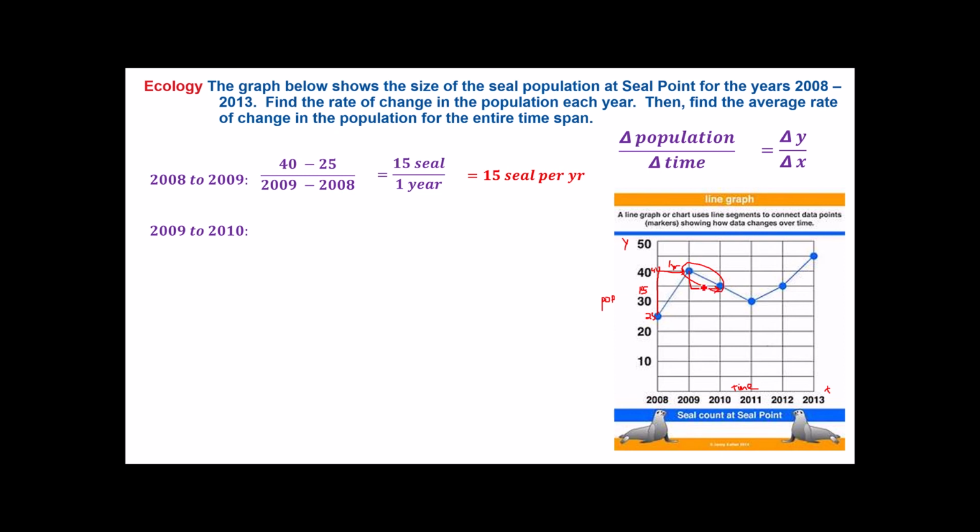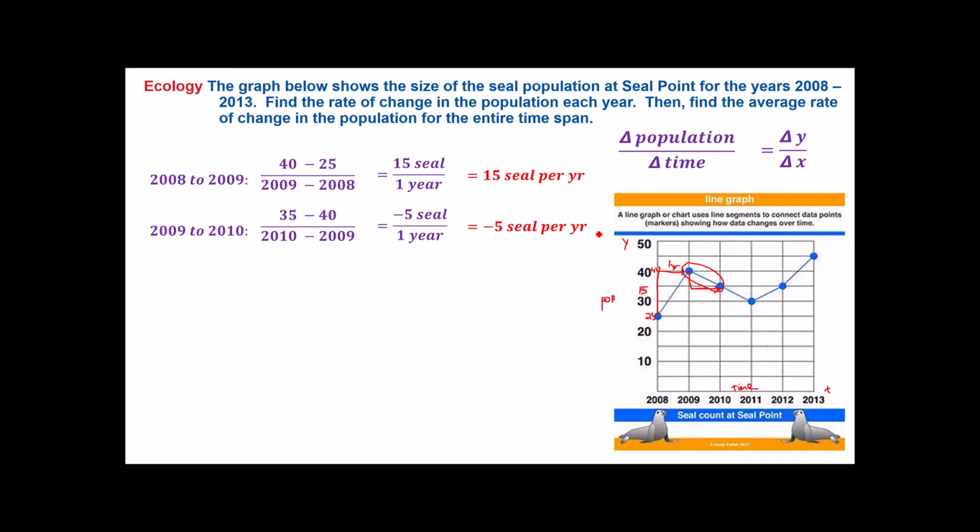And that's going to be 35 minus 40. And then for time, it's 2010 minus 2009. That is a decrease of 5 seal per year during that 1 year span. Notice, because my population went down, I got a negative answer. I always make sure I do end minus start so that I don't get confused about my negative signs. If I had switched these on top and switched them on bottom, I would have got positive 5 seal and negative 1 year, which is also negative 5 seal per year.